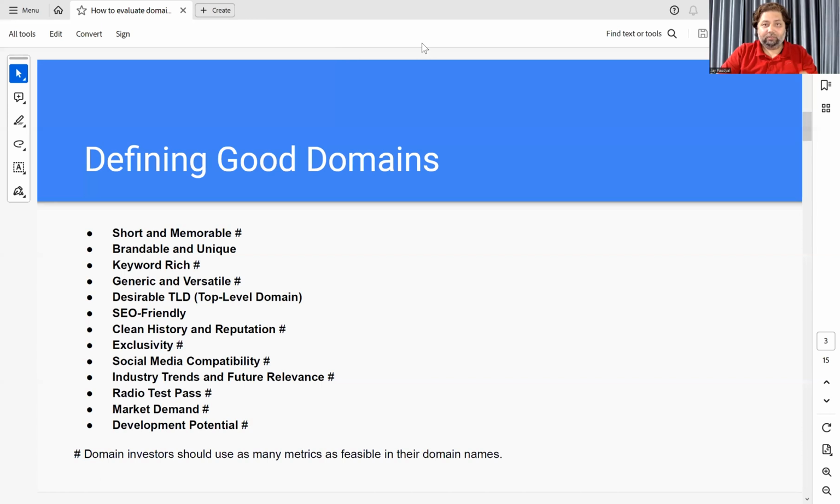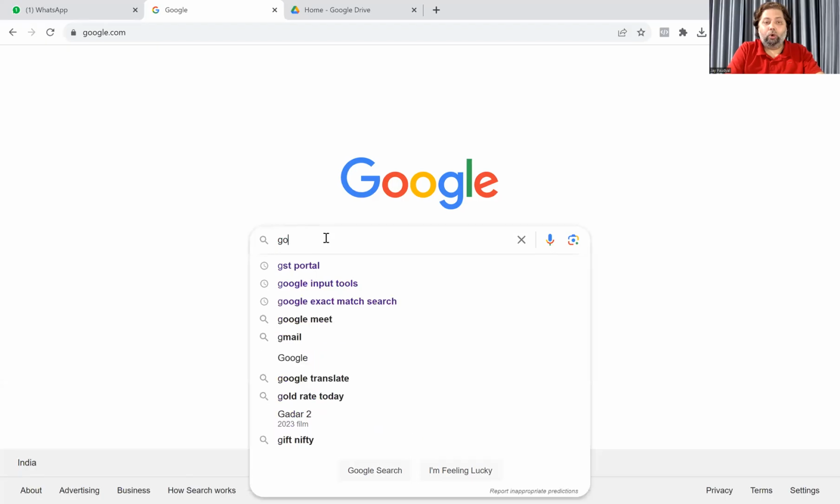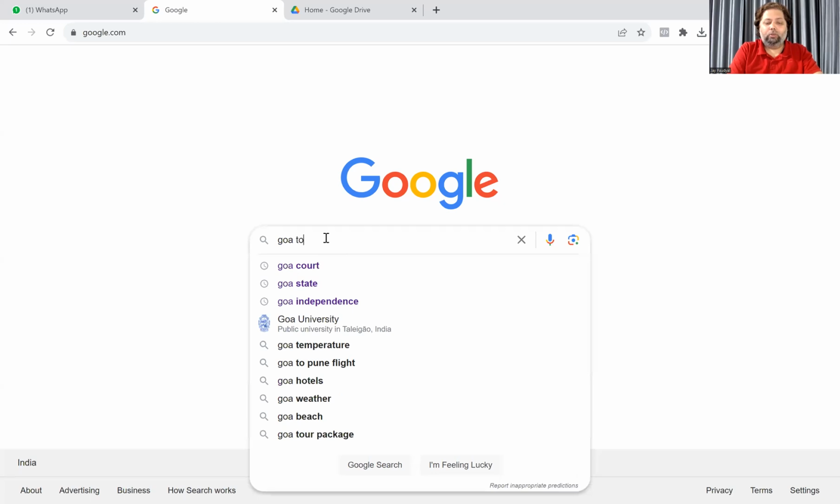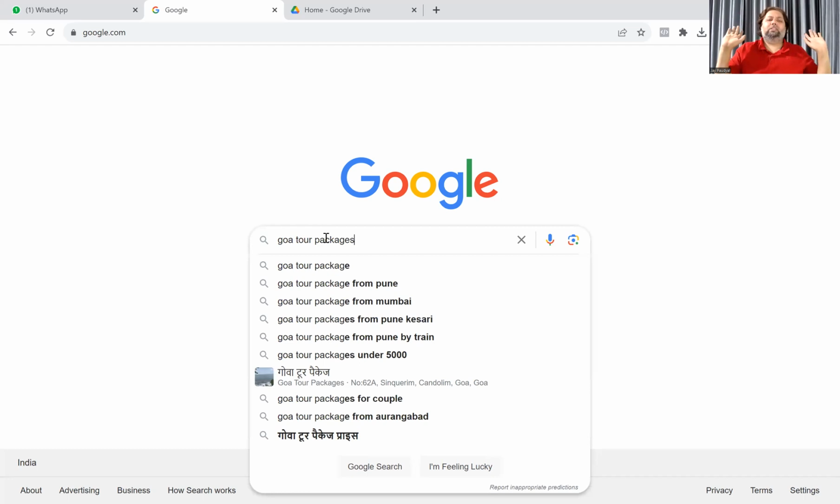Because this is very important, I mean, to check what is an SEO friendly domain for me. And here I am speaking non-technically. Technically, every domain is search engine friendly, right? So I'm stopping sharing and I'm going to share again. Where is Google? Here, see. I'm searching Goa tour packages. Suppose I'm opening Goa tour packages.